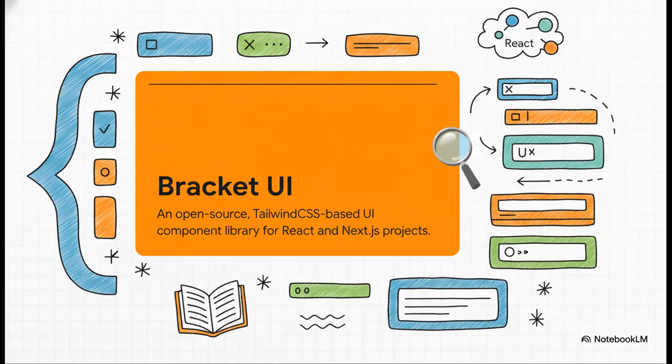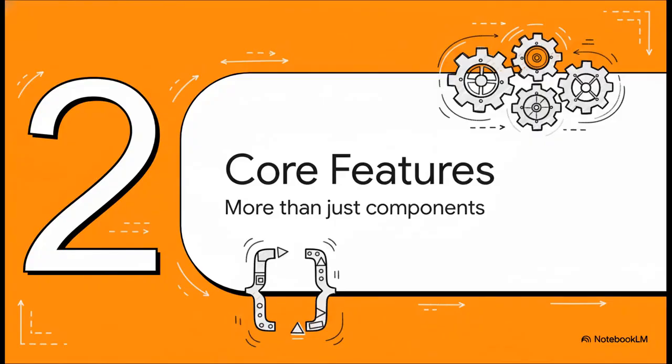And that is exactly where BracketUI comes into the picture. It's built to solve that exact problem. Think of it as an open-source toolkit packed with components built on Tailwind CSS and designed specifically for React and Next.js developers. The entire goal here is simple, to help you get your stuff built and out the door way faster.